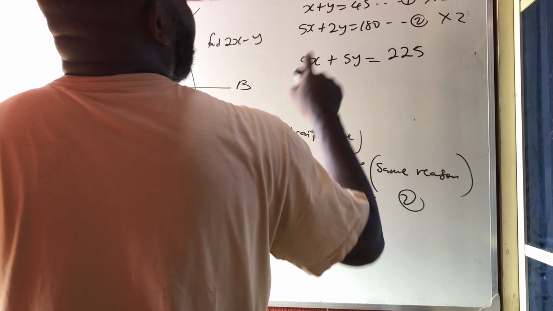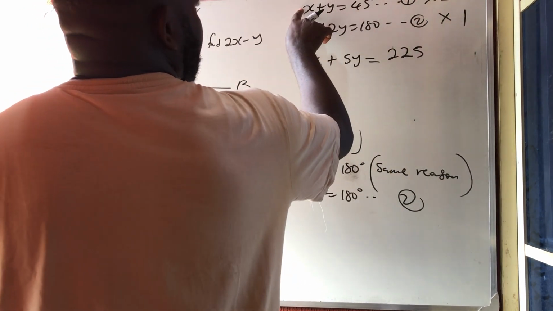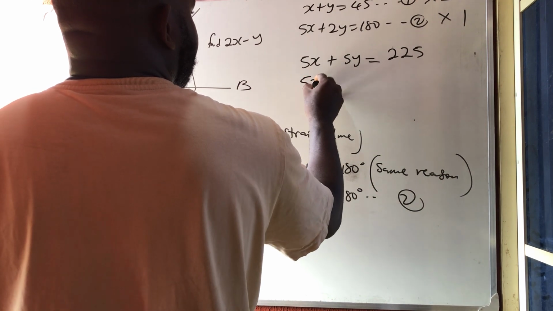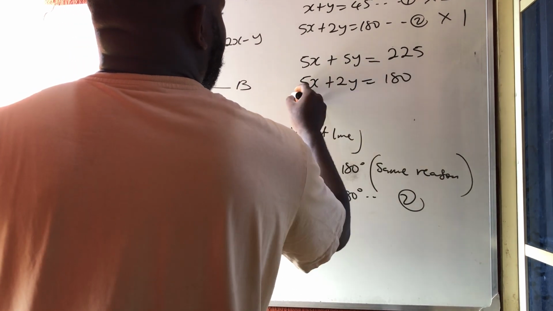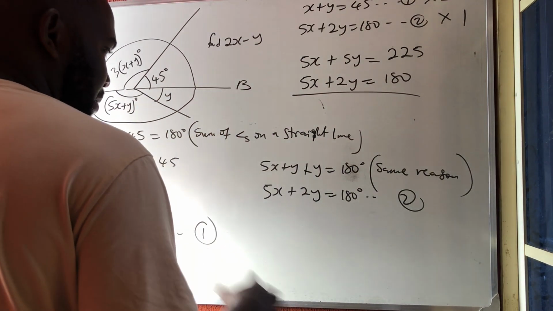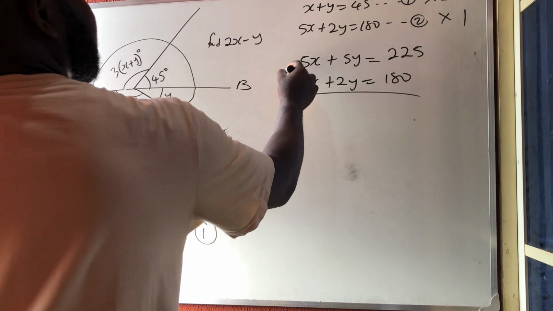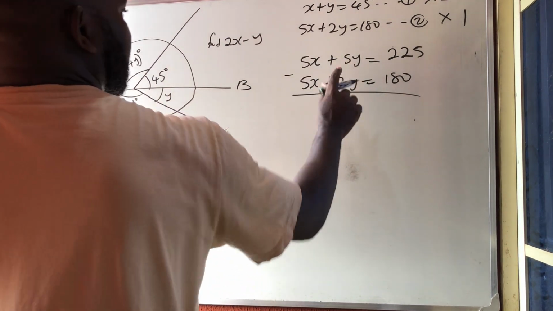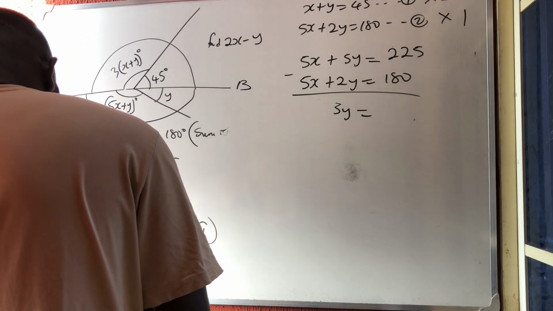Then 1 times everything, because the coefficient is 1, gives 5x plus 2y is equal to 180. So let us subtract. See that they are now the same. Once they are the same, you can subtract, and if you subtract, it will eliminate. So this minus this is gone. This minus this is giving me 3y is equal to 225 minus 180.